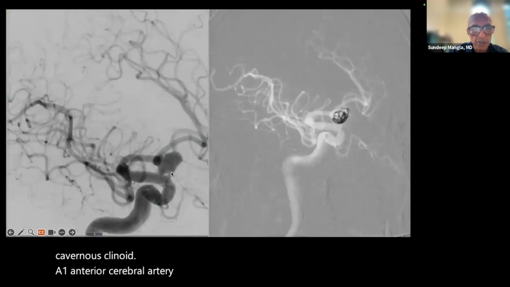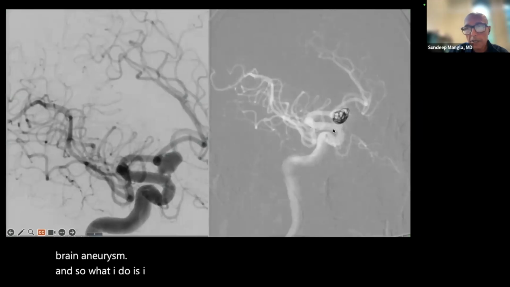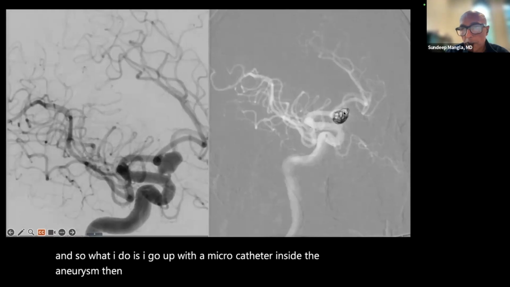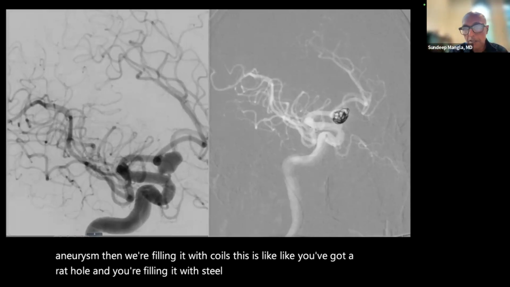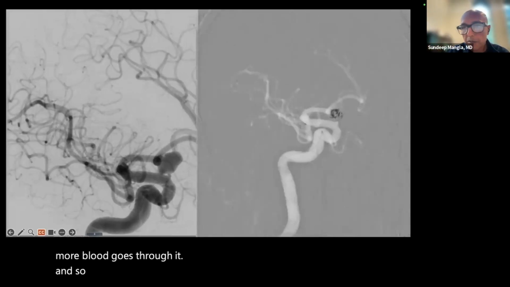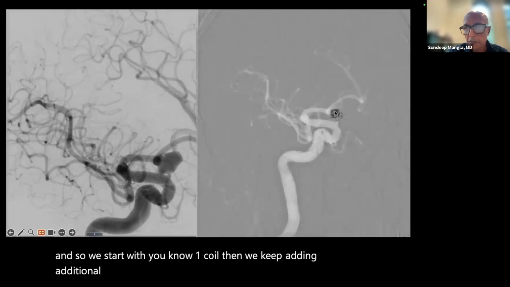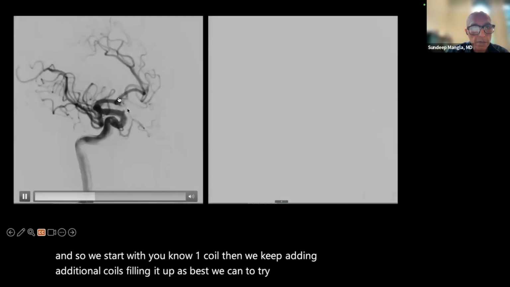When we look at the angiogram, right internal carotid artery, cavernous, clinoid, A1 anterior cerebral artery, and then there's this huge ruptured brain aneurysm. And so what I do is I go up with a microcatheter inside the aneurysm, and we're filling it with coils. This is like you've got a rat hole and you're filling it with steel wool to plug it so that no more blood goes through it. We start with one coil, then keep adding additional coils, filling it up as best we can to basically eliminate the blood flow within it.